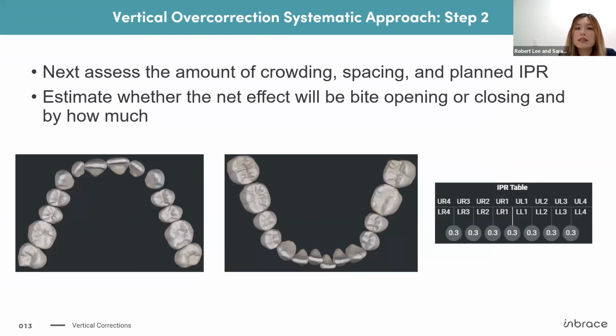After that, you'll assess the amount of crowding, spacing, and your planned IPR and see how that factors into the overbite afterwards. And you'll estimate whether the net effect will be by opening or by closing and by how much, so you know how much overcorrection to add.